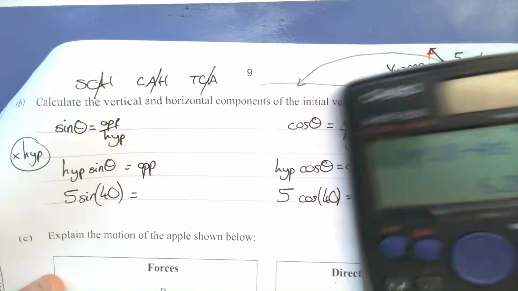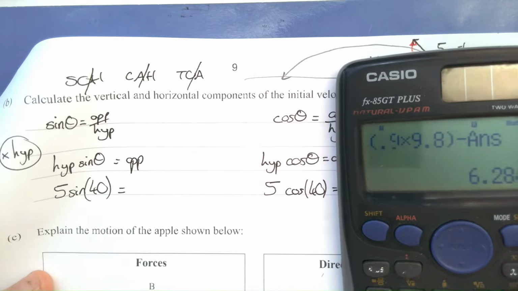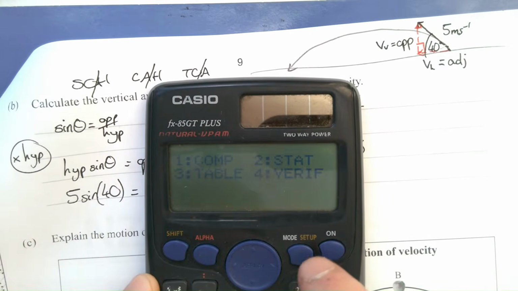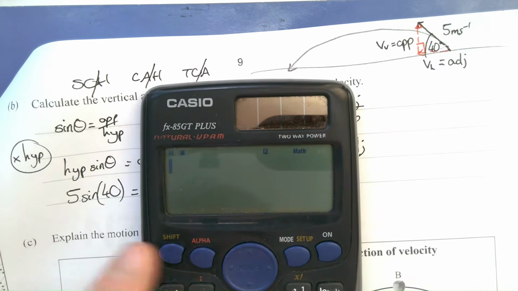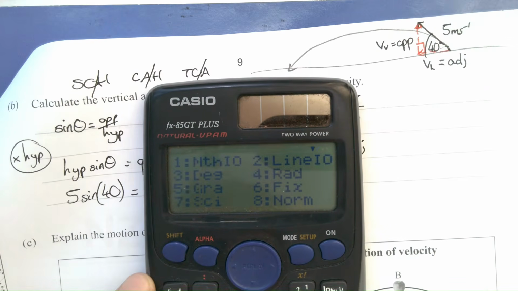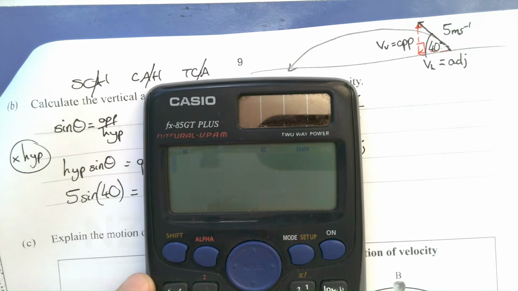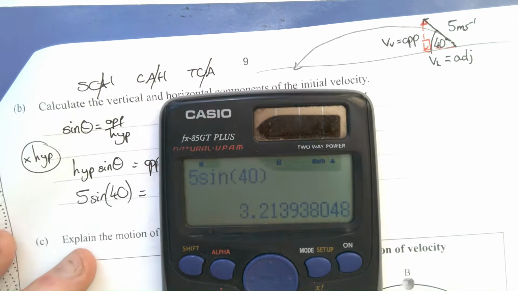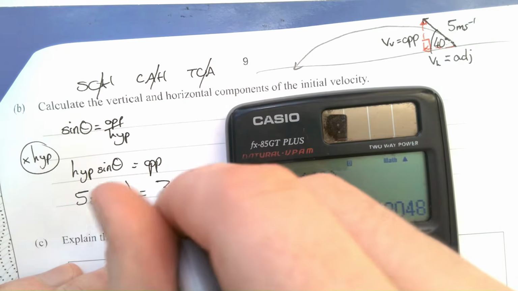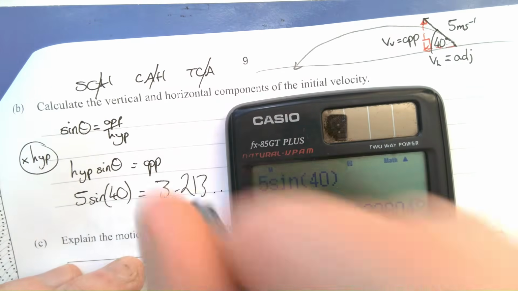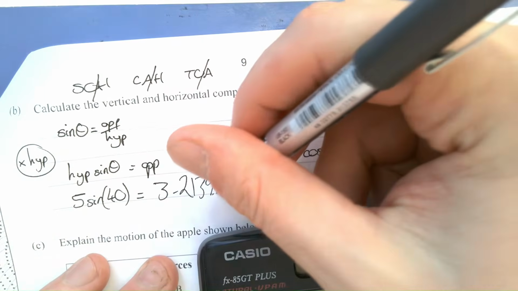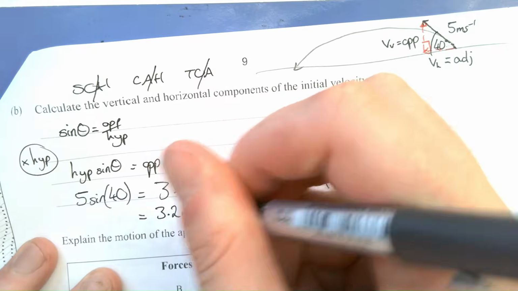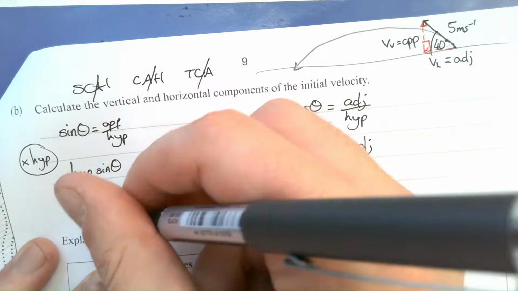Now make sure your calculator is not in radians, which mine is. If you're not sure how to do that, or you've forgotten, I've forgotten as well, press shift, set up, at least on these Casio ones, and then I want degrees, deg. 5 sine 40 is 3.213. Oh, the 3 I guess is important. Therefore, 3.2 meters per second is my vertical motion.